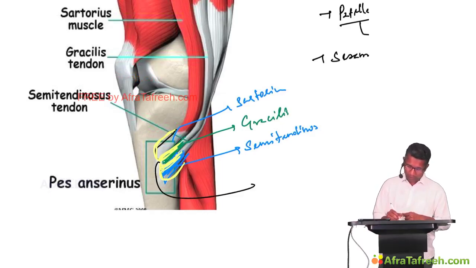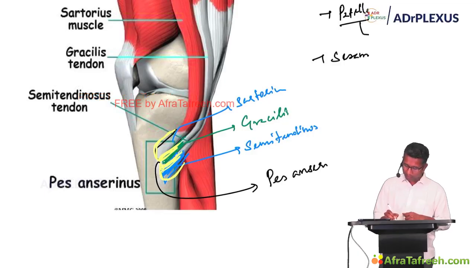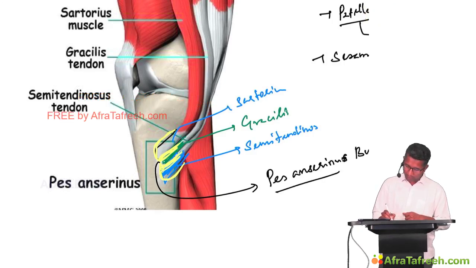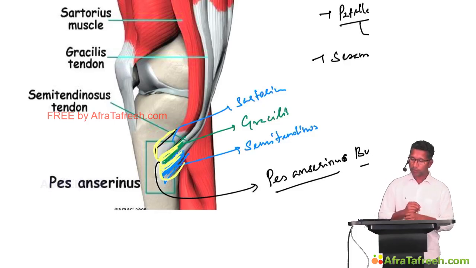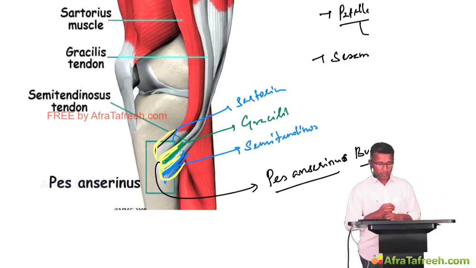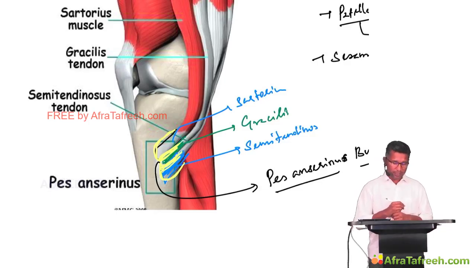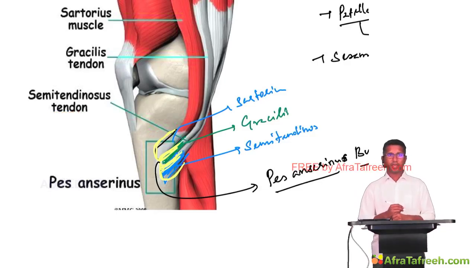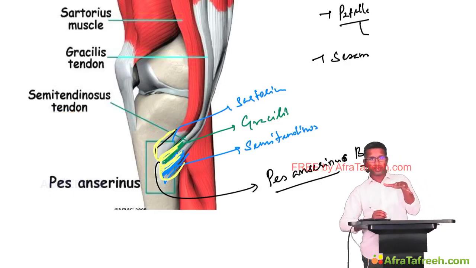This bursa you see here is called the pes anserinus bursa. When it gets inflamed, it results in pes anserinus bursitis. Pes anserinus means it has a crow's foot appearance.